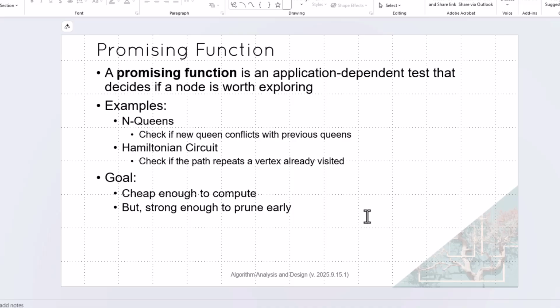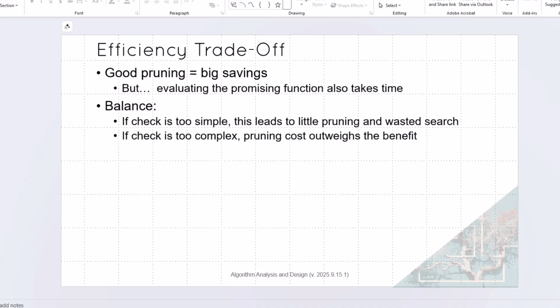We have this specific subroutine here, this promising function, that gets special attention because it's very important. It should be cheap enough to compute, but it should be strong enough to prune early. Okay, so if it's super strong, but it's not cheap to compute, you might be wasting more calculations calling this promising function than you would gain by pruning, and that's not a good situation.